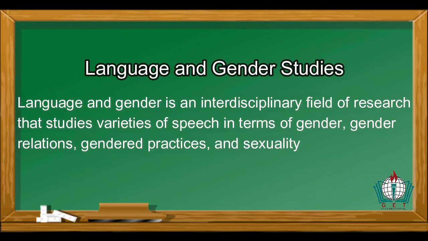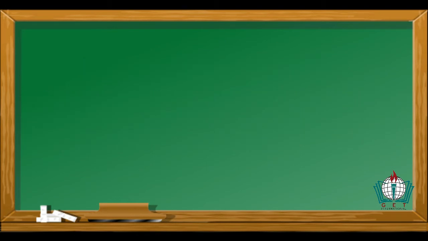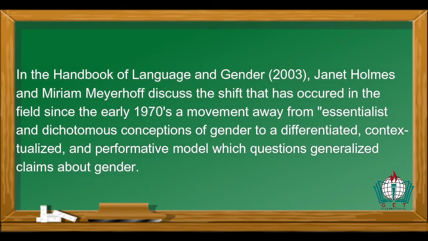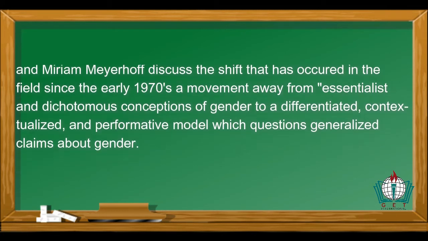Language and gender is an interdisciplinary field of research that studies varieties of speech in terms of gender, gender relations, gendered practices, and sexuality. In the Handbook of Language and Gender, 2003, Janet Holmes and Miriam Meyerhoff discuss the shift that has occurred in the field since the early 1970s. A movement away from essentialist and dichotomous conceptions of gender to a differentiated, contextualized, and performative model which questions generalized claims about gender.